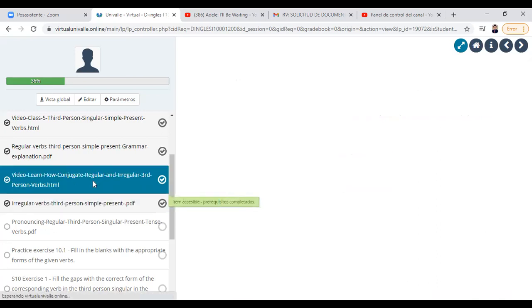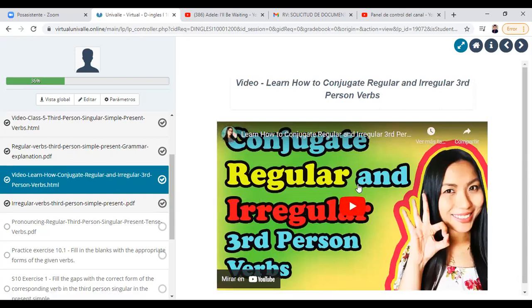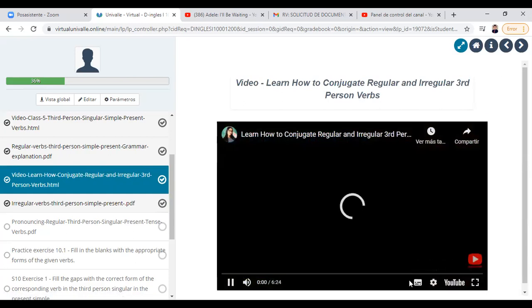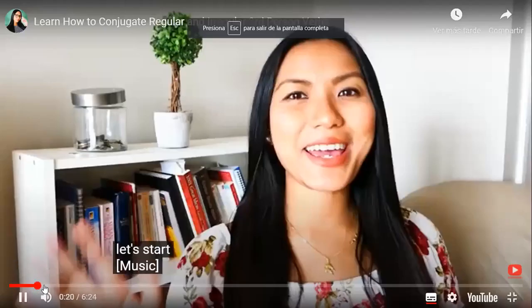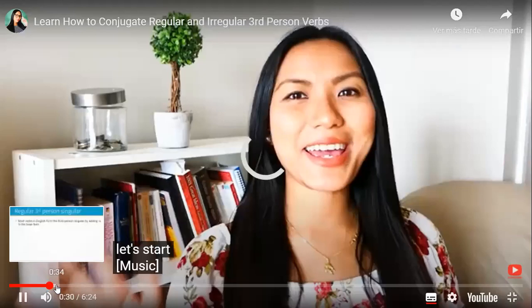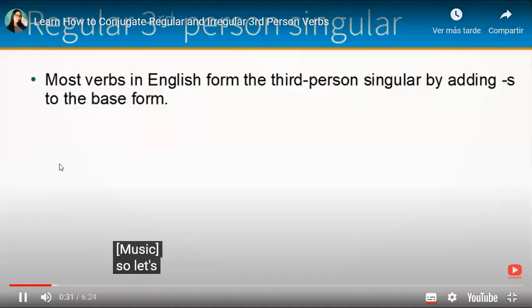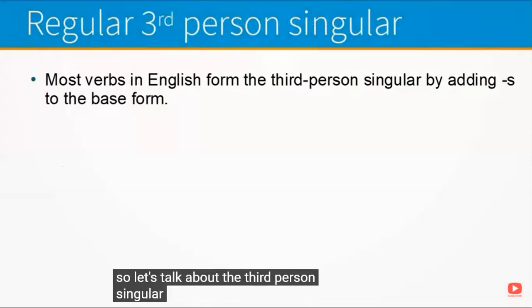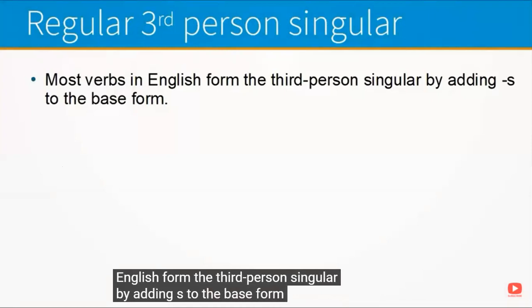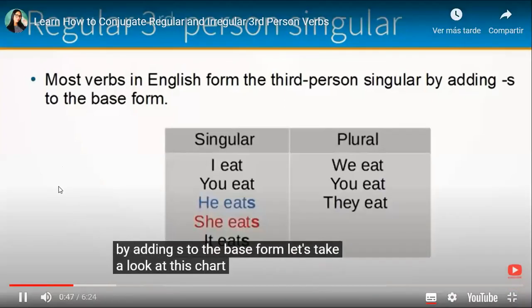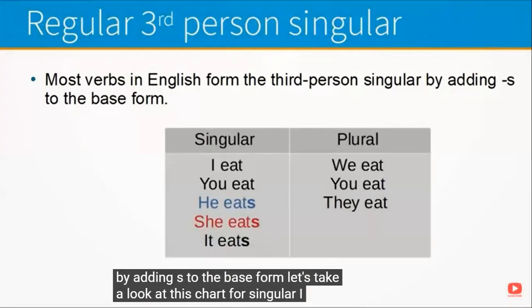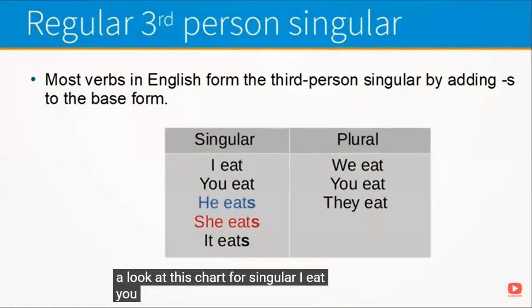Also, guys, we have a video tutorial on how to conjugate regular and irregular third person verbs. Most verbs in English form the third person singular by adding S to the base form, okay? Let's take a look at this chart for singular. I eat, you eat, he eats, she eats, it eats. He, she, it will be the regular third person singular.